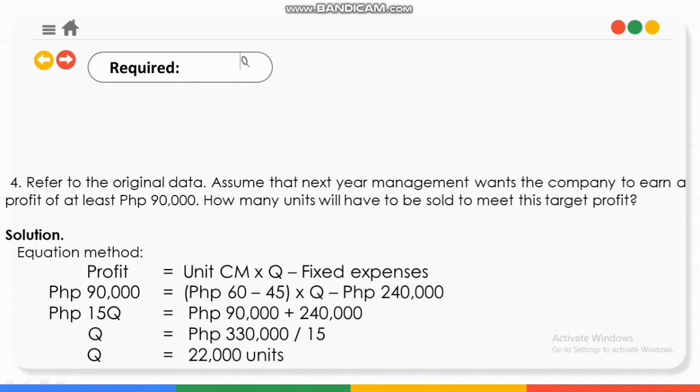So, fourth is refer to the original data. Assume that next year management wants the company to earn a profit of at least 90,000 pesos. How many units will have to be sold to meet this target profit? So, ito yung equation method. Profit is equals to unit CM times Q minus fixed expenses. So, yung profit is 90,000.